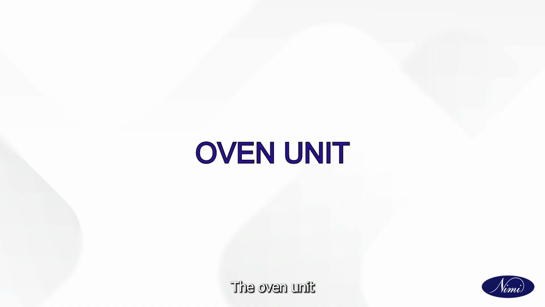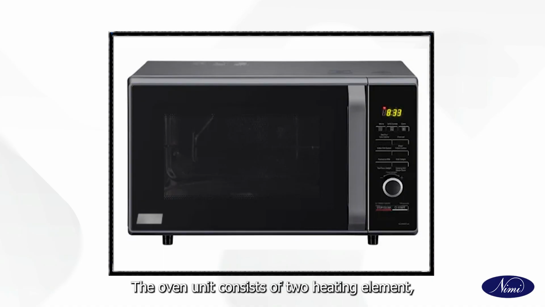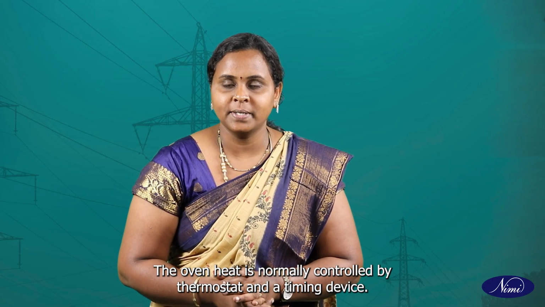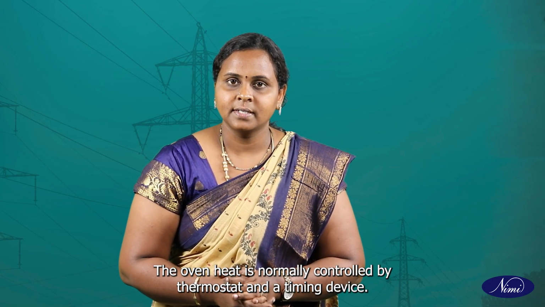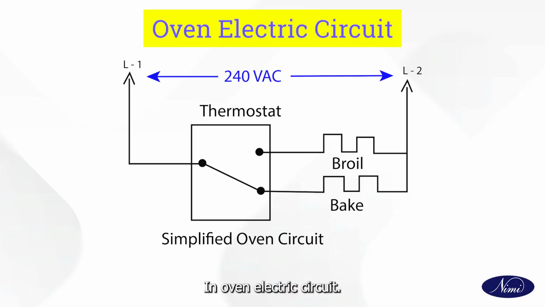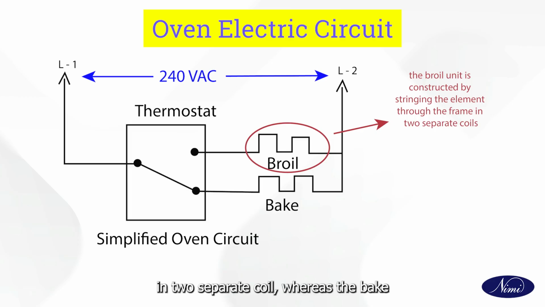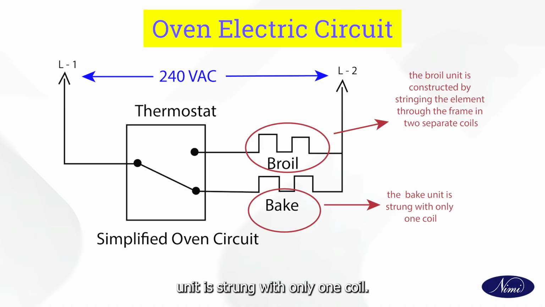The oven unit. The oven unit consists of two heating elements, an upper element and a lower element. The oven heat is normally controlled by a thermostat and a timing device. In the oven electric circuit, the broil unit is constructed by stringing the elements through the frame in two separate coils, whereas the bake unit is strung with only one coil.